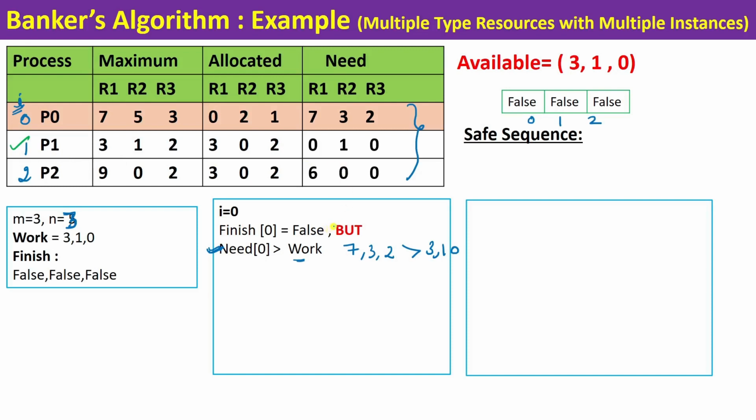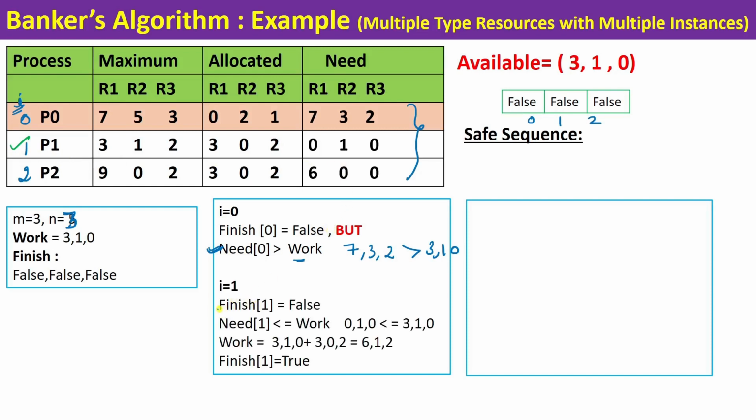Now let's start with I equal to 1, and here we will see that both the conditions are true. The finish of the 1st process, that is P1, is false. The need of this process is less than work. Need is 010, and work is 310. So 0 is less than 3, 1 is equal to 1, we can go for equal to also, and 0 is equal to 0. So this is less than or equal to 310, which means we can go with the next step.